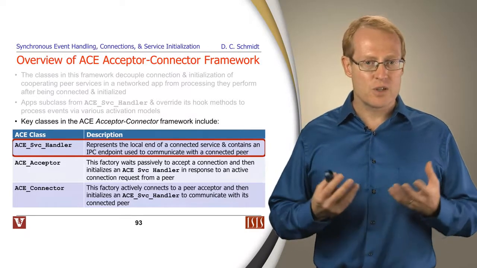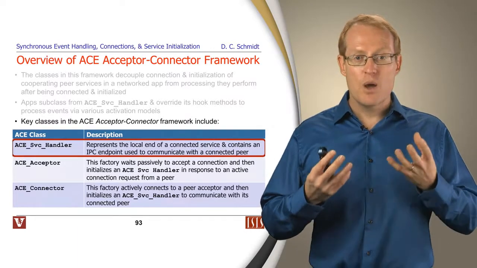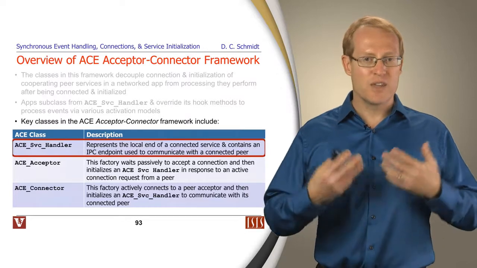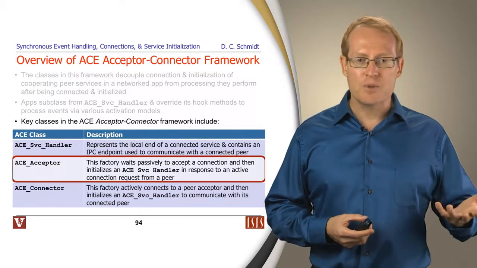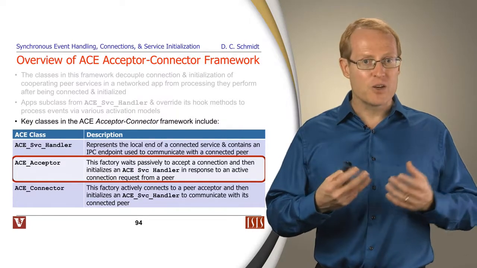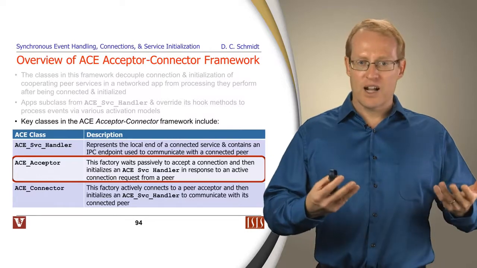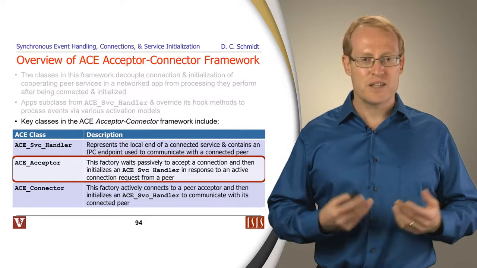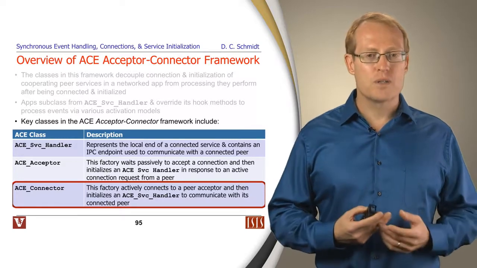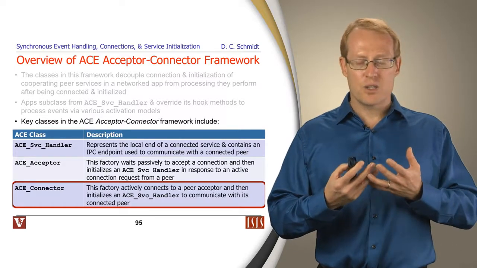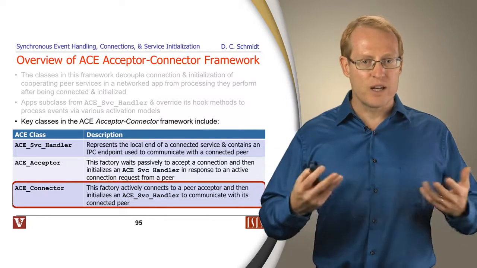ACE Service Handler is the core piece that embodies the application or service-specific processing logic. That's where the interesting business work gets done. Then we have the ACE Acceptor, which is a factory that creates the service handlers and gets them connected when a client connects to the acceptor. And on the inverse side, we have the ACE Connector, which initializes a service handler when it connects it to a corresponding acceptor that's running somewhere else.